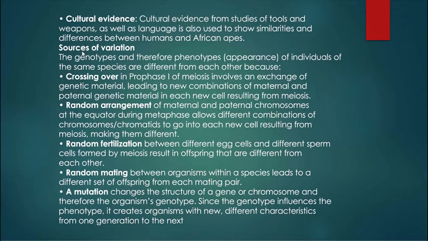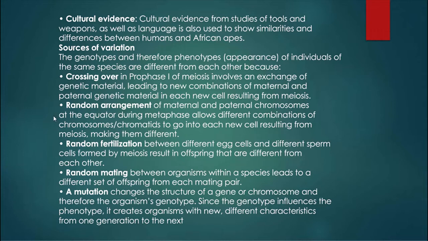Sources of variation, or the things that cause variation: the genotypes and therefore phenotypes, the appearance of individuals of the same species, are different from each other because of crossing over. Number 1, which occurs in prophase 1 of meiosis. It involves an exchange of genetic material, leading to new combinations of maternal and paternal genetic material in each new cell resulting from meiosis.